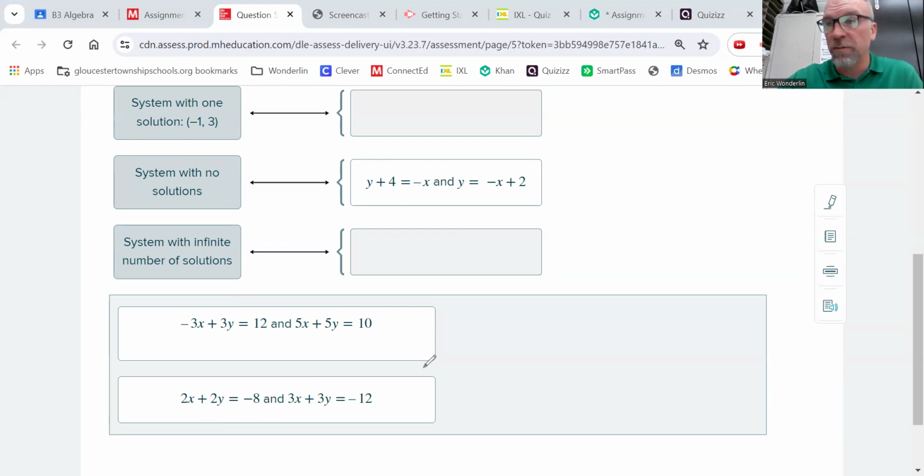I'm going to convert them both into slope-intercept form. So let's see. That means I'm going to subtract 2x and divide by 2. So y is equal to negative x minus 4. Subtract 3x, divide by 3. Y is equal to negative x minus 4. What did I just make? Collinear, same equation. That must be my infinite solutions. Drop it in.